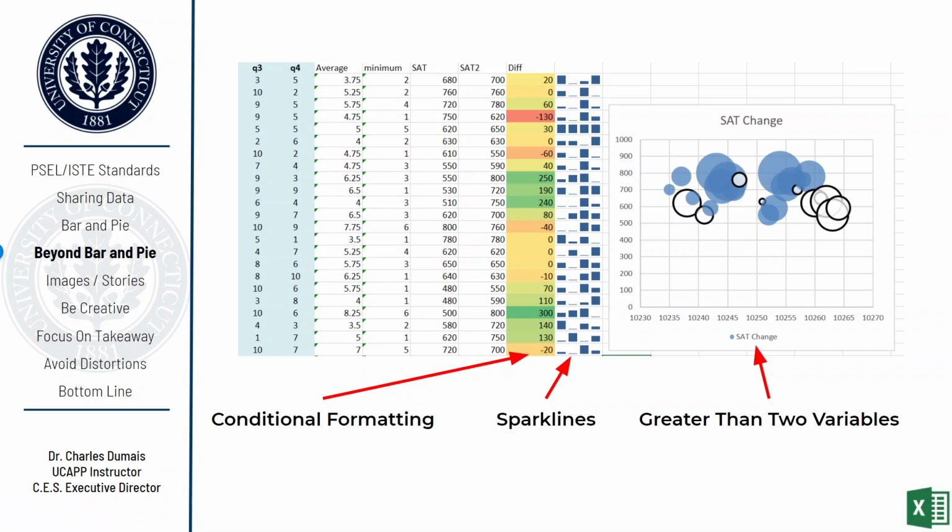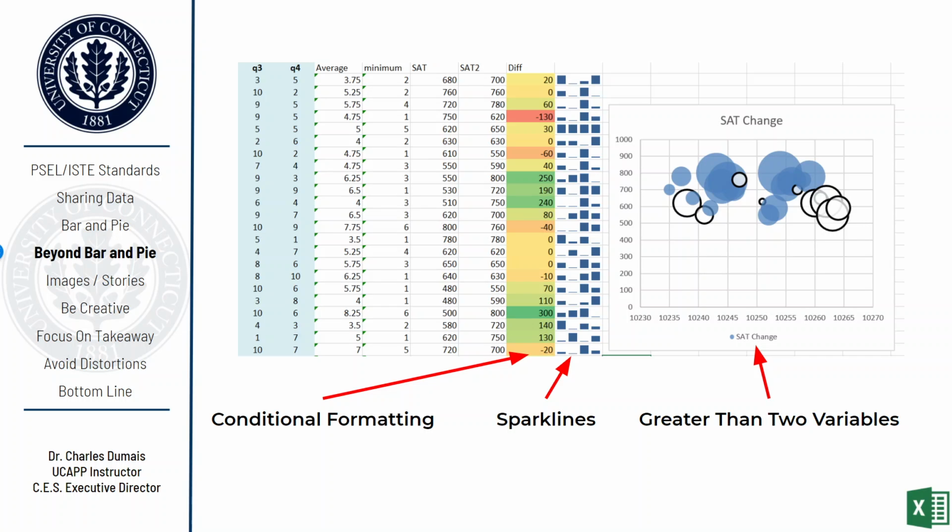The second item here are sparklines. Now in this case I've used sparklines that are small column graphs. I'll show you how to do sparklines that are line graphs in just a second. But here's another way that I can show somebody visually the trend in the data as opposed to having them try to figure it out by looking at the numbers.